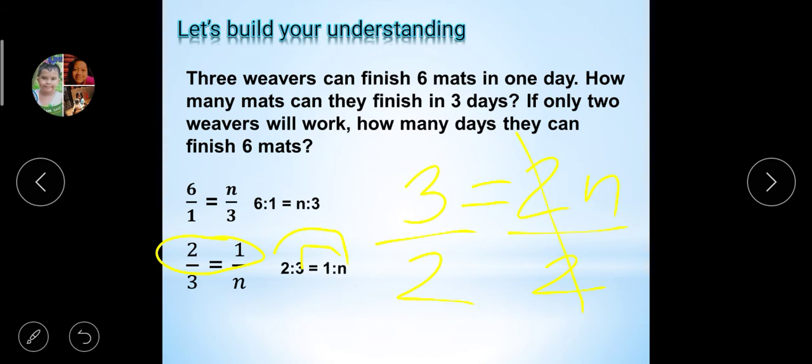Okay? So, cancel natin yung 2. Ang matitira is n. And then, 3/2 yung sagot natin. Or, in mixed fraction, it is 1 and 1/2. So, ibig sabihin po, it will take only 2 weavers 1.5 days para dun sa 2 weavers para matapos yung 6 mats. Understood?